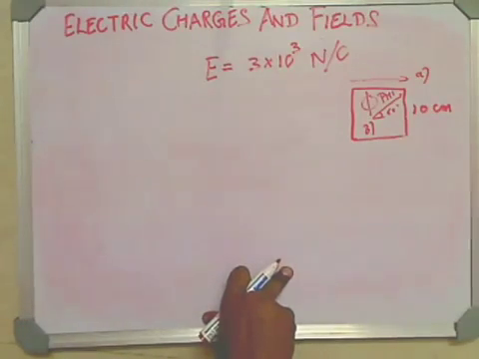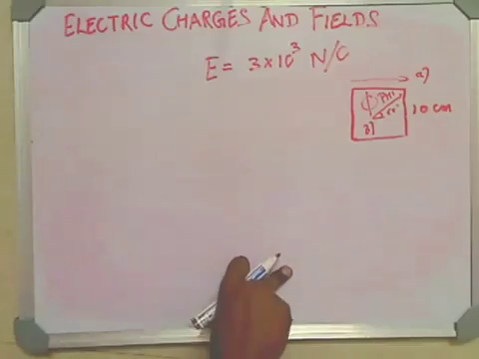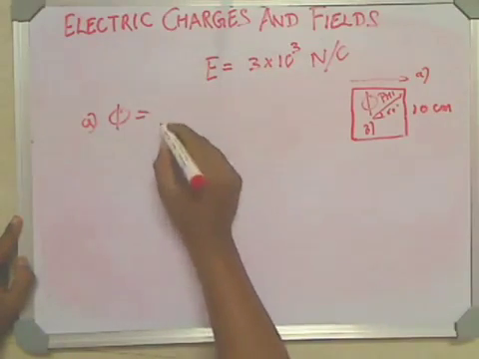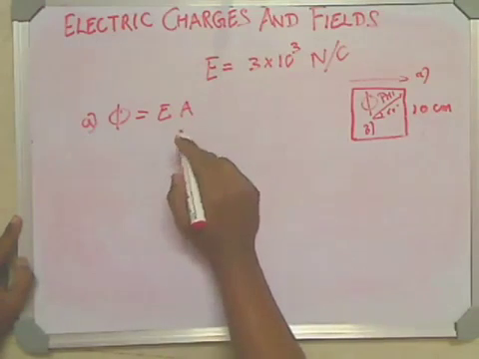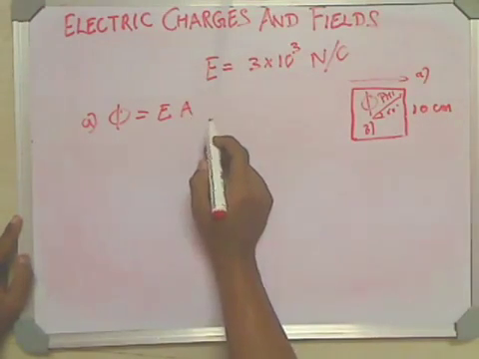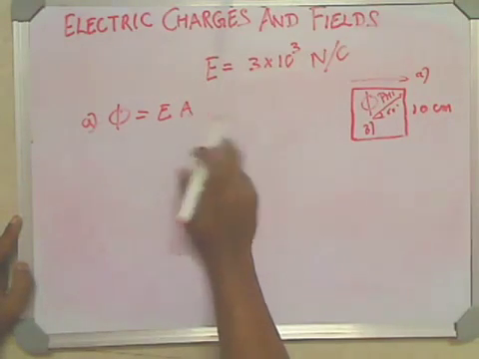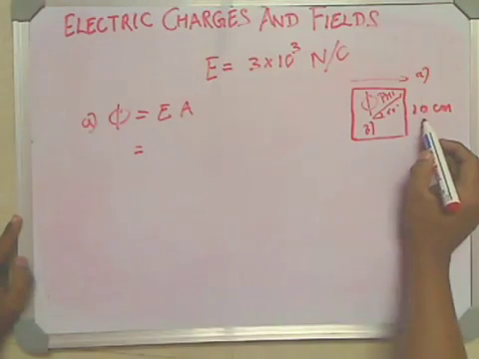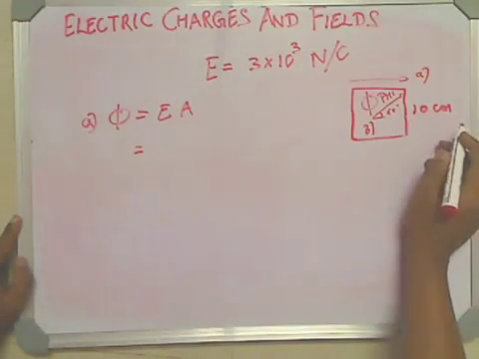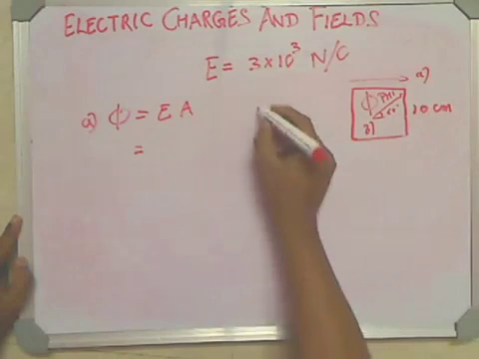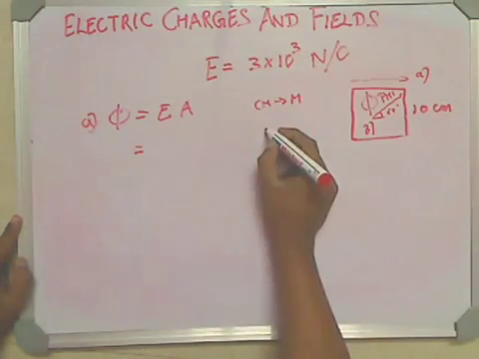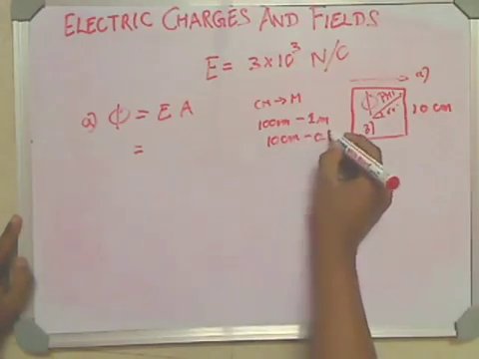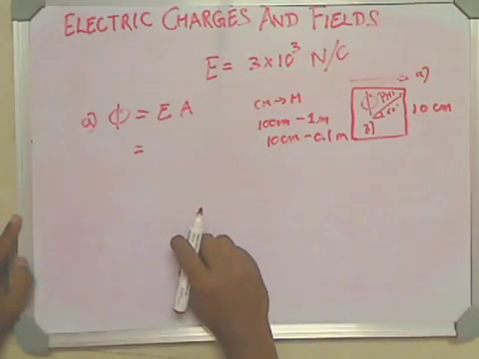Now, in the first case, it's pretty easy to find, because when you have to calculate electric flux, you use a very simple formula: the strength of the electric field multiplied by the area on which the electric field is falling. Now, there is one common mistake which students usually make. The value here has been given in centimeters, which is not something you would use normally. You need to convert centimeters into meters. So 100 centimeters is equal to 1 meter, so 10 centimeters is equal to 0.1 meters. This is something that you need to do.